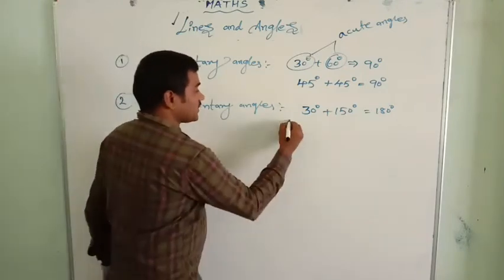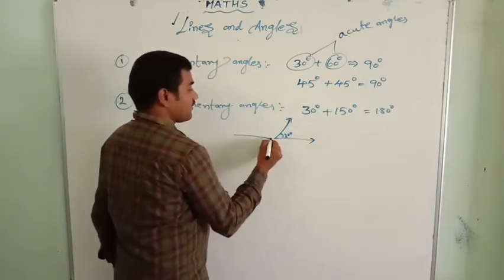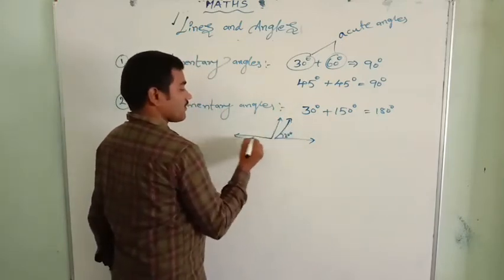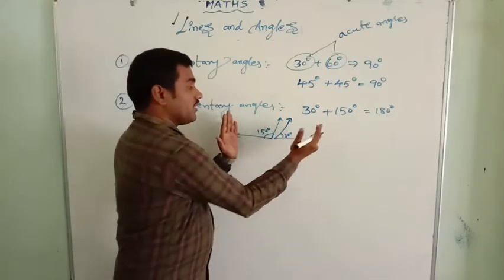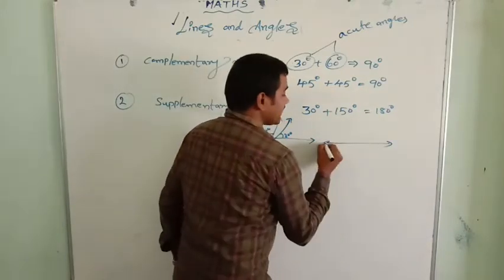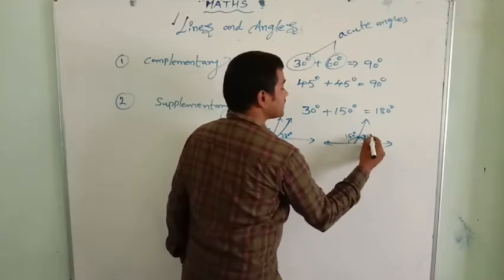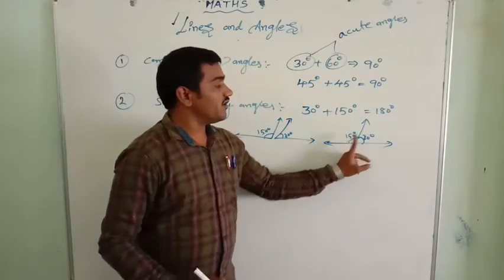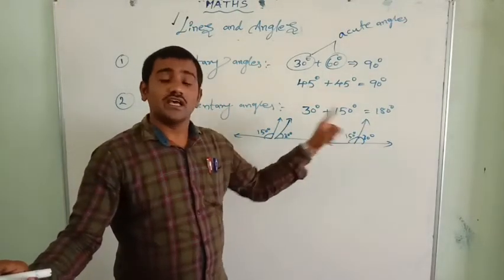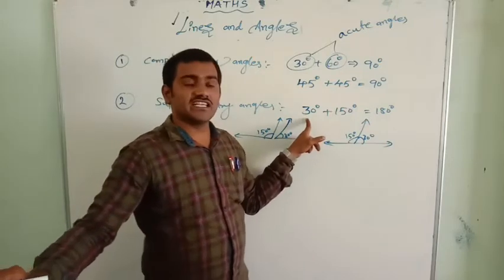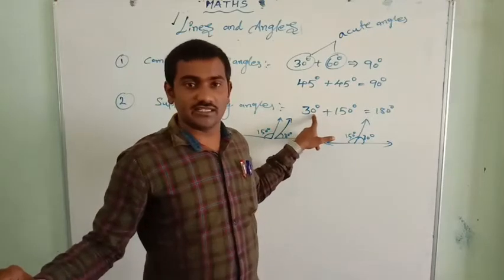Supplementary angles. Suppose 30 degrees is like this, and let me draw the 150 degrees now. Here 150 degrees is an obtuse angle and the other is an acute angle. If you join these both, we get a straight angle, 150 and 30 degrees. So here we get 180 degrees. If the sum of two angles gives us 180 degrees, they are known as supplementary angles. Here 30 degrees is a supplementary angle of 150 degrees and 150 degrees is a supplementary angle of 30 degrees.